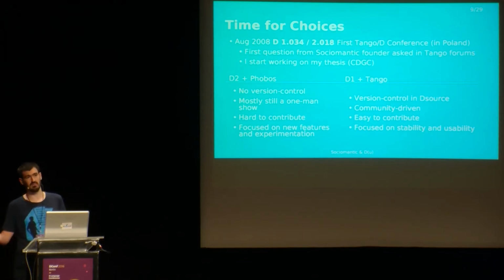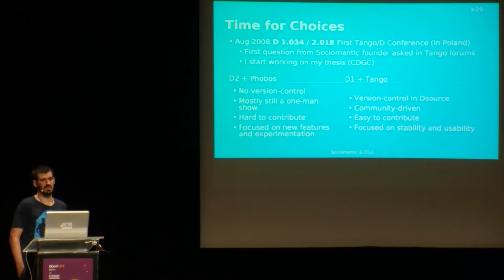On the other hand, we had D1 and Tango. Tango had version control in the source. It was SVN, but at least it was something. It was community-driven. There were a lot of active contributors, and it was easy to contribute. Instead of having to fight to be able to contribute, people would ask you, please contribute. So it was really easy. And it was focused on stability and usability. I think mostly the guys behind Tango were also people trying to do serious work with D.